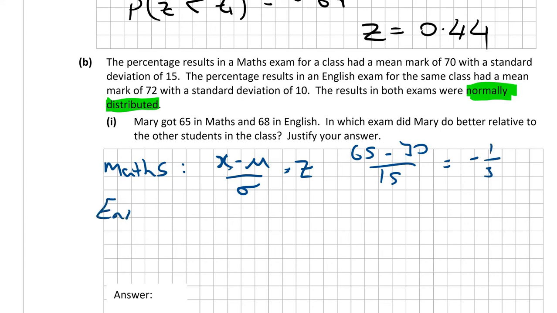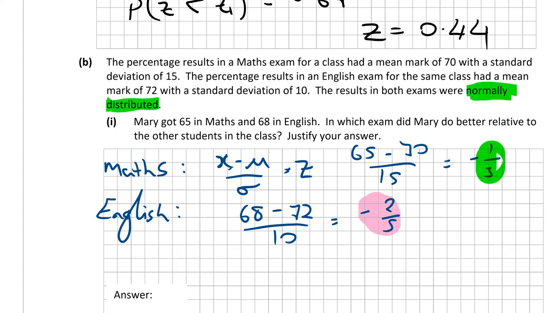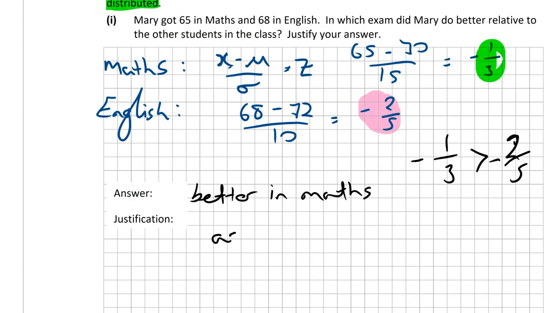And in English, her result was 68. The mean was that bit better, 72. Standard deviation was 10. That gives us a result of minus 2/5. What we have to do here is see which one is the bigger z-score. Minus 1/3, minus 2/5. So overall, that minus 1/3 is a bigger number than minus 2/5. Mary did better in maths. The z-score for maths is bigger than the z-score for English. Or minus 1/3 is greater than minus 2/5.